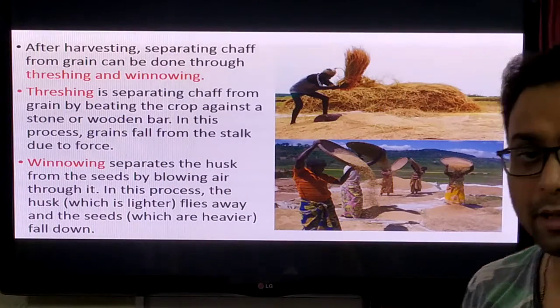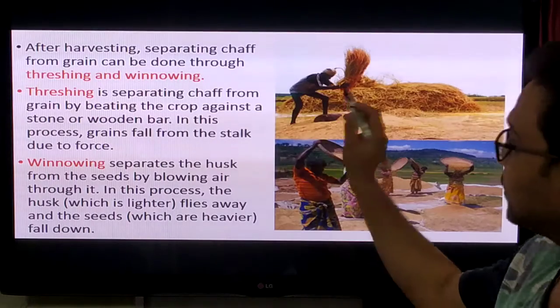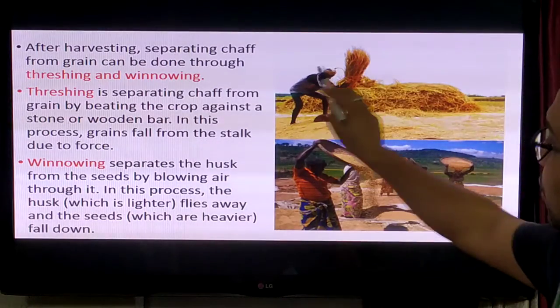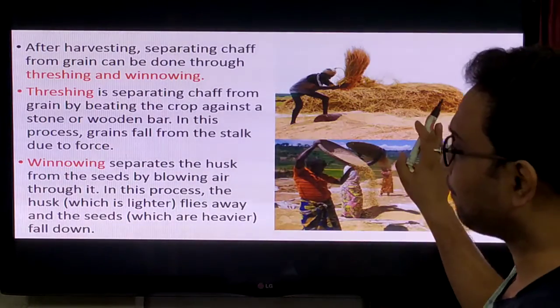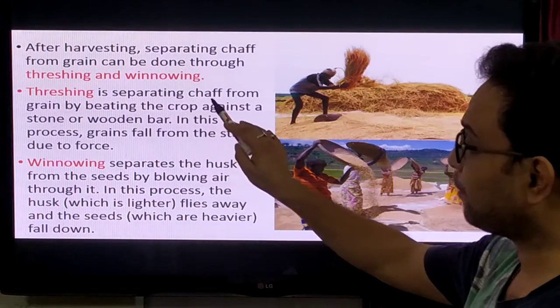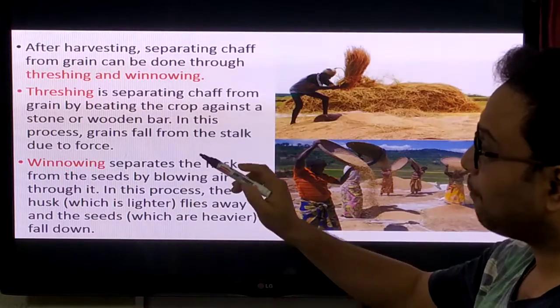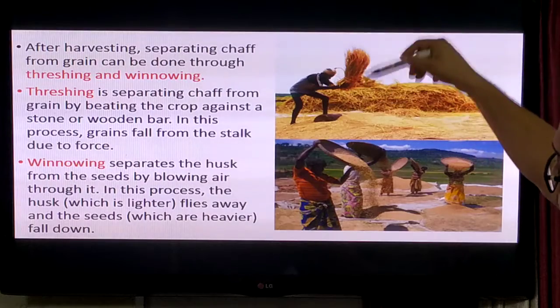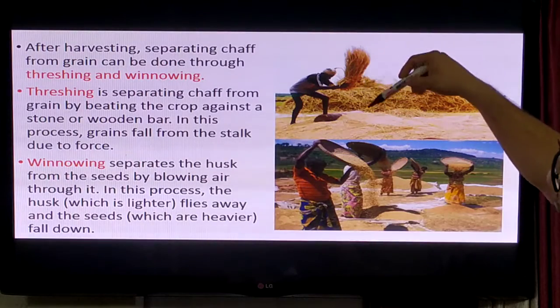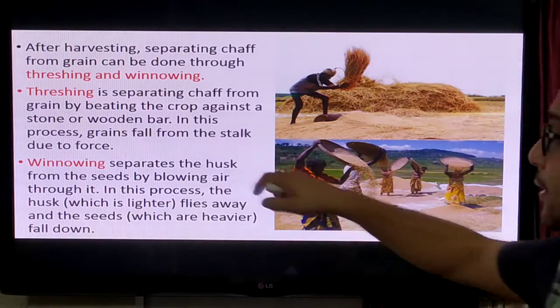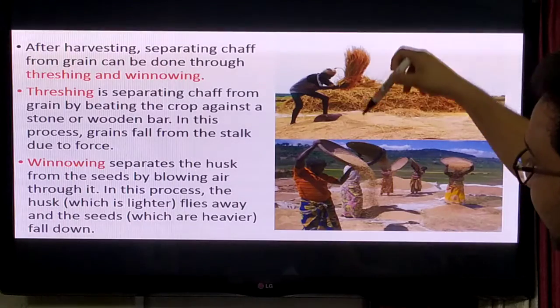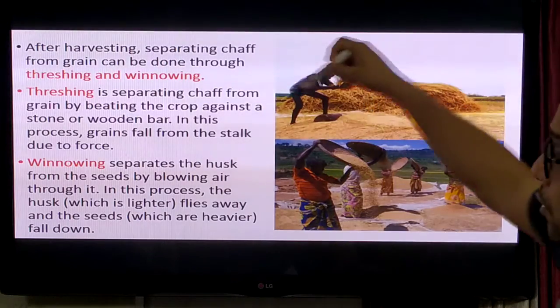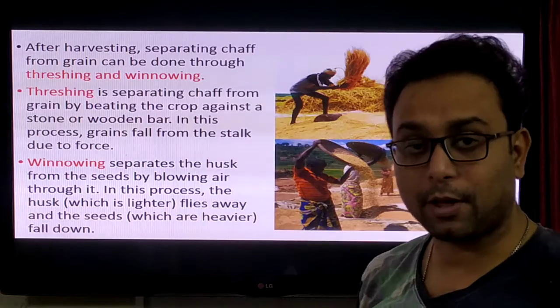What is the meaning of that? Number one, this is the threshing procedure. In threshing, what happens? It is the separation of the chaff from the grain by beating the crop against a stone or wooden bar. In this process, grains fall off the stalk due to the force. This is called the threshing process.